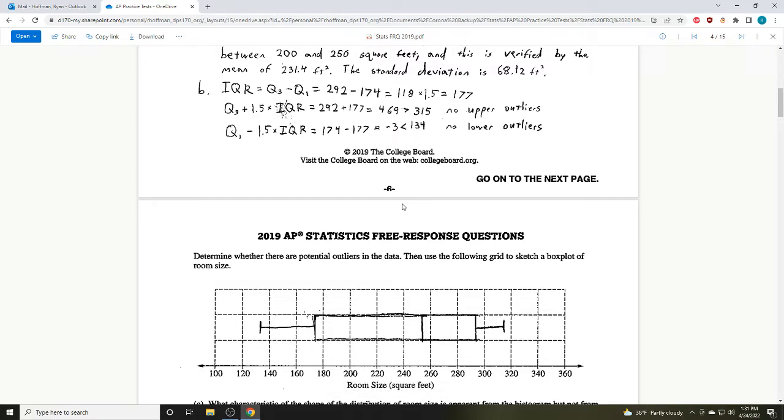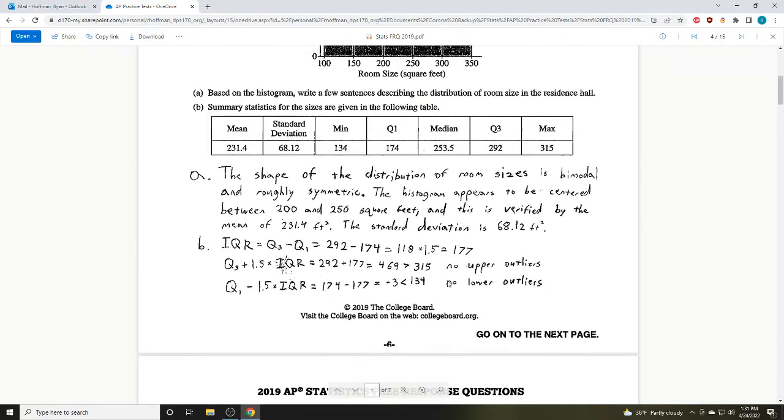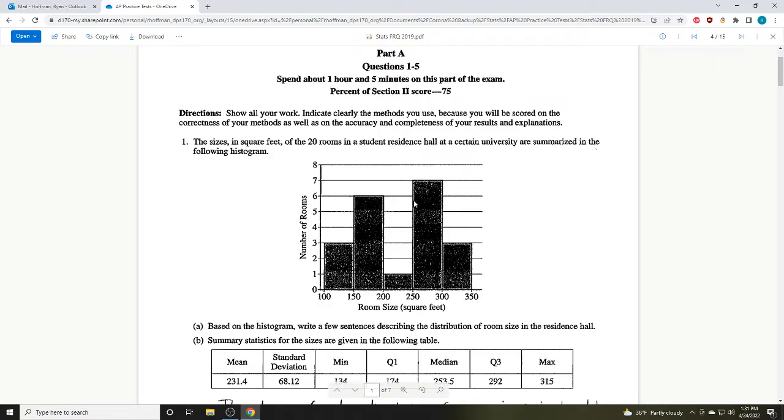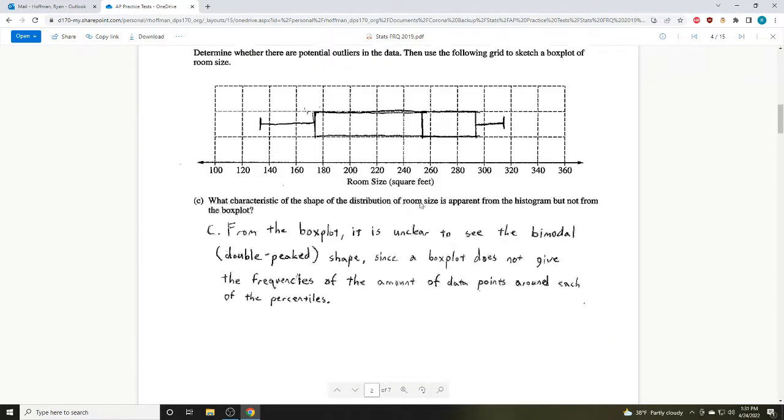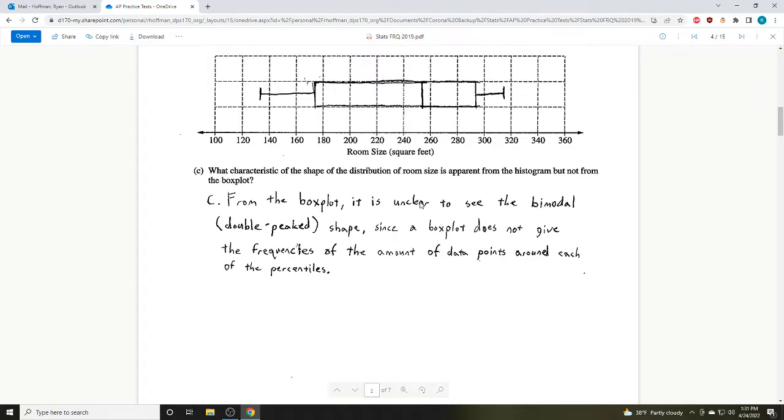And remember, to make the box plot, you are using minimum, Q1, median, Q3, maximum, and plotting those. That's your box plot. And the characteristic in the histogram that's not in the box plot, the main thing that a box plot does not tell you is shape, particularly the fact that we have these peaks in the histogram that you can't tell just from looking at the box plot. So that bimodal shape is the main thing they're looking for you to point out there in part C.